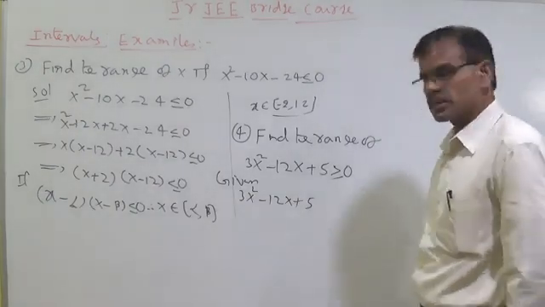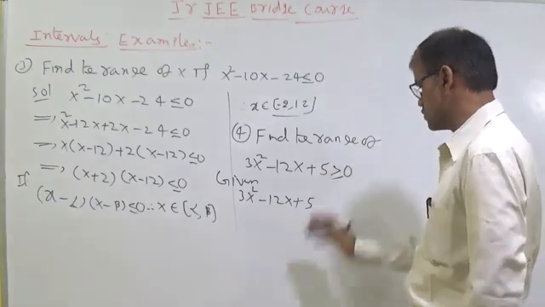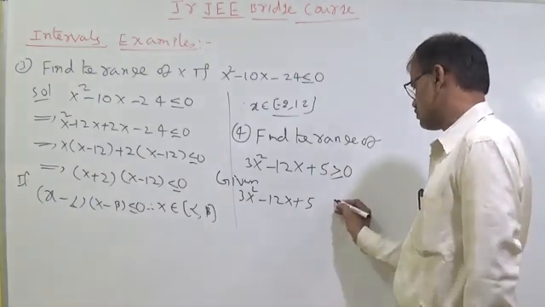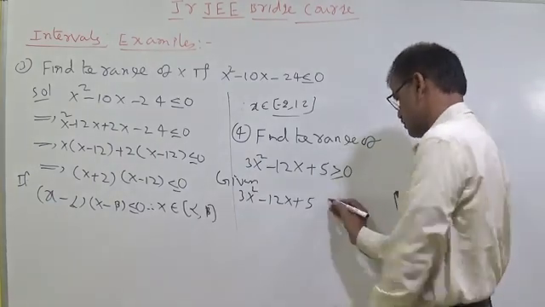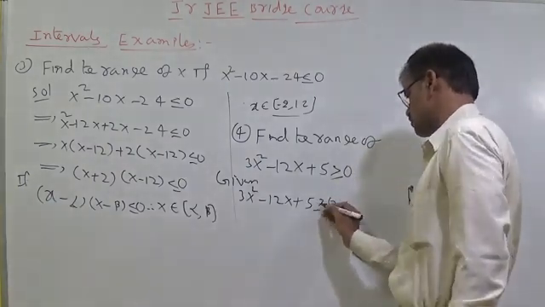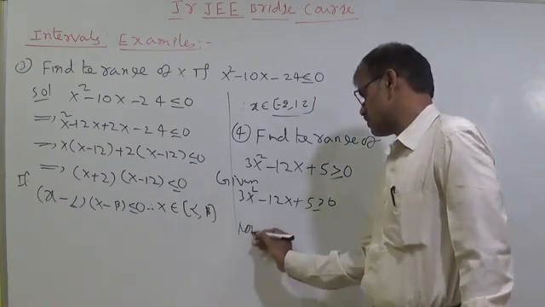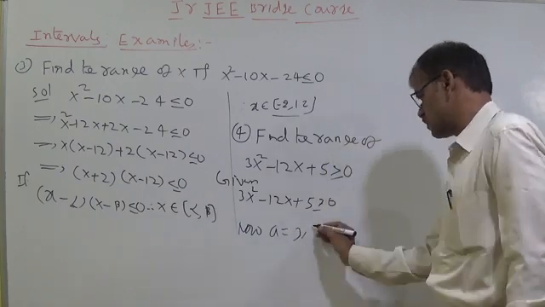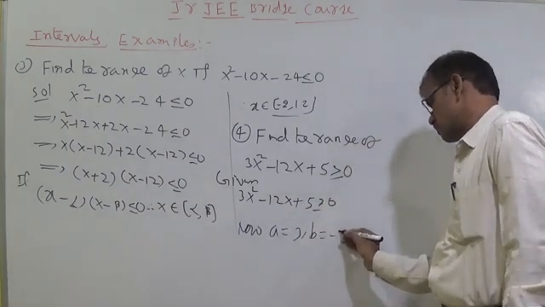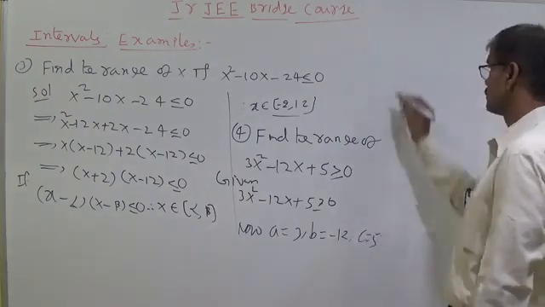Whenever there are no factors, then you can take the value as 0. Take the given expression, put greater than or equal to 0 here. Now I am writing, let A is equal to 3, B is equal to minus 12, C is equal to 5.